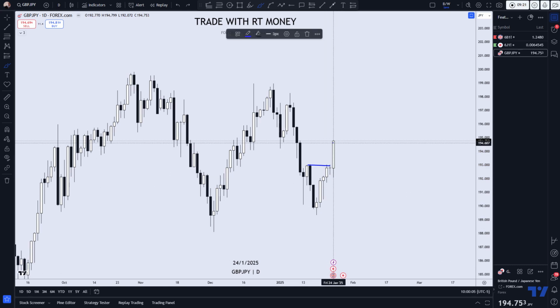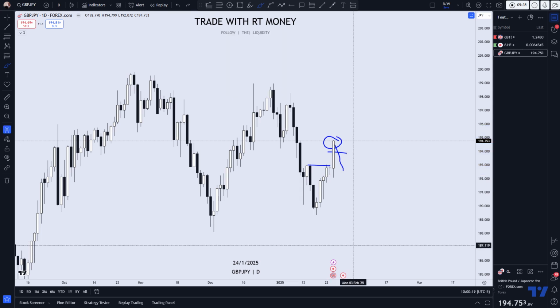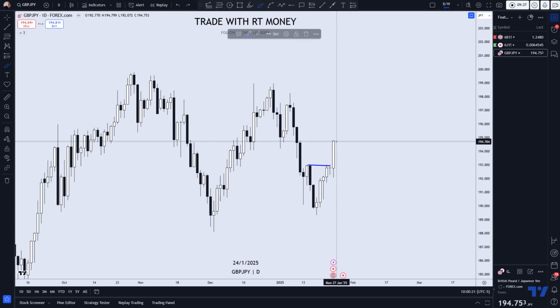I'm looking for price to possibly pull back. We have enough expansion on this candle to expect that maybe price doesn't engulf this big institutional candle, and maybe it just comes down like that, leaving a fair value gap for Tuesday to come, and we can use the bullish fair value gap to go higher.